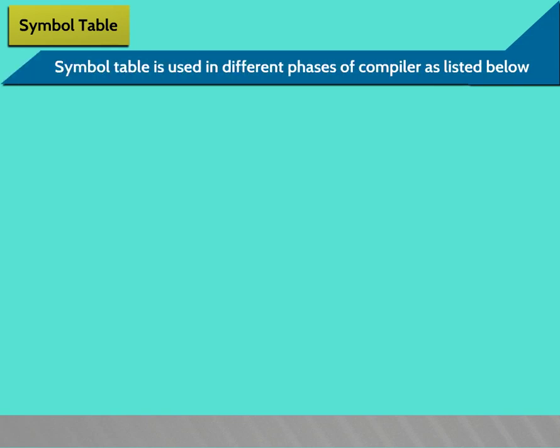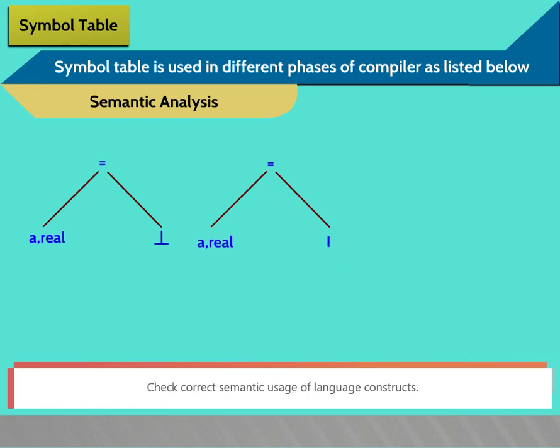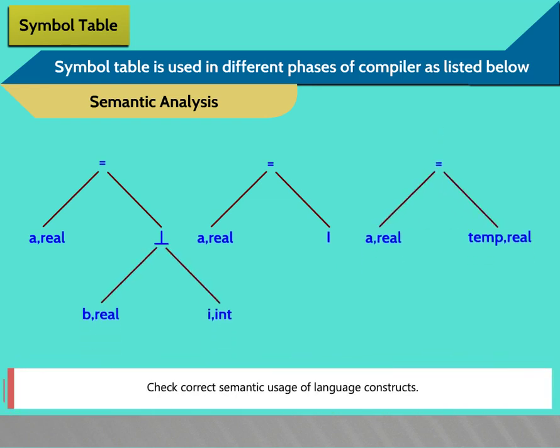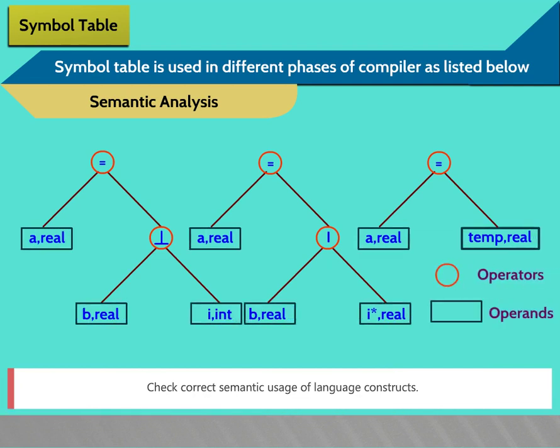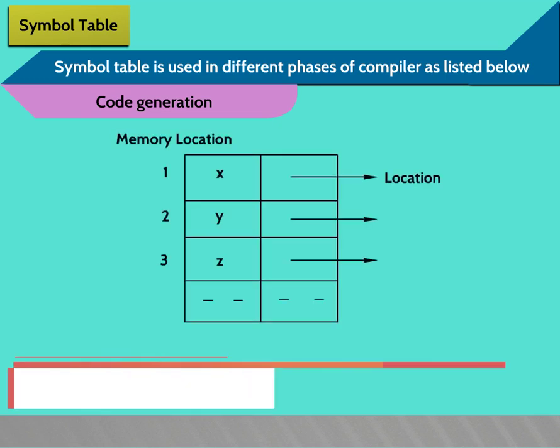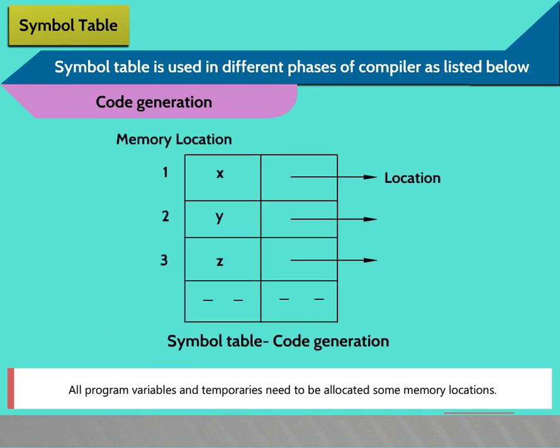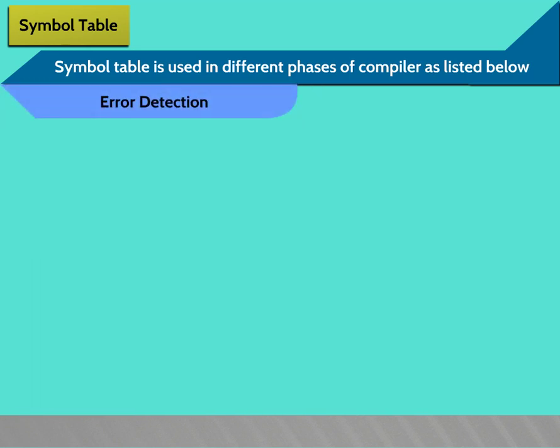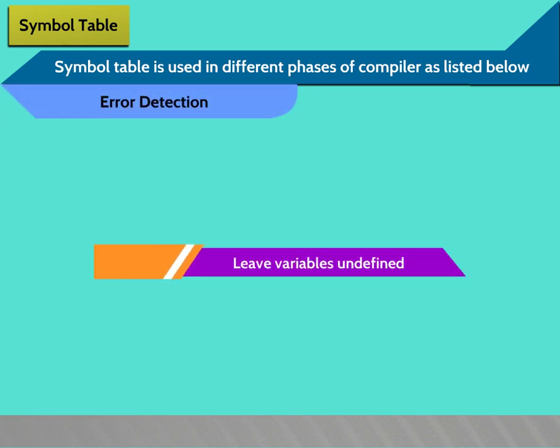The symbol table is used in different phases of the compiler as listed below. Semantic analysis: check correct semantic usage of language constructs. Code generation: all program variables and temporaries need to be allocated some memory locations. Error detection: leave variables undefined.